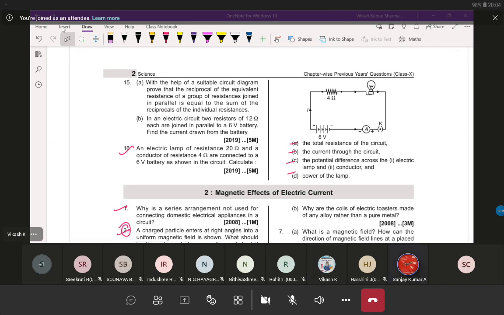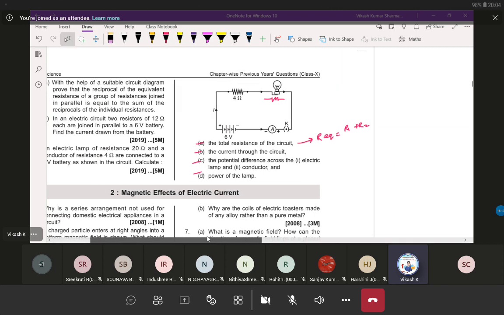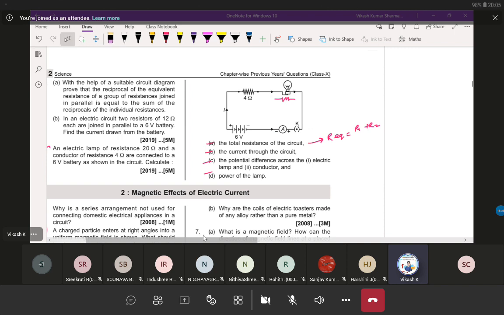So for A, the answer is 24 ohms. And for B subdivision, the current is 0.25 ampere. Look at C subdivision. It is asking the total resistance of the circuit. There are two resistances connected in series. So for this bulb, what is the resistance given? 20 ohm. The electric lamp of resistance 20 ohm is given.